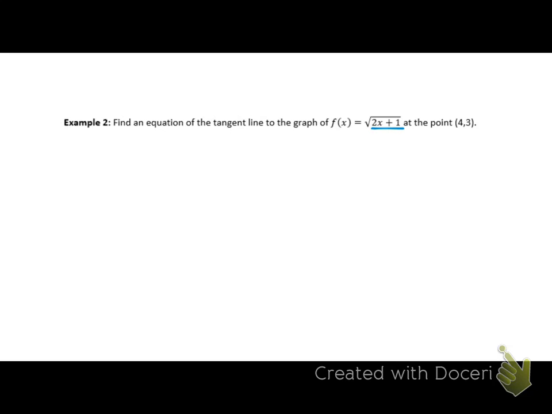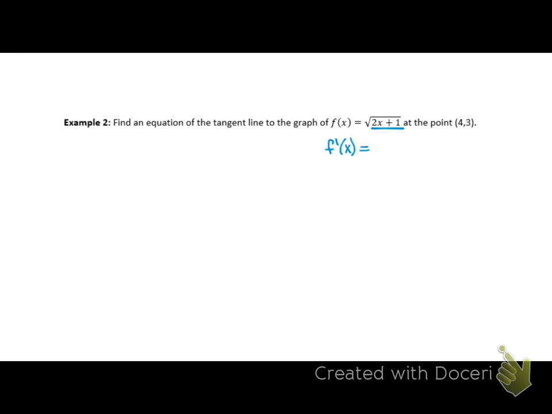Now to find the equation of the tangent line, you need two things. You need the slope and you need the point. They give us the point and they give us the function to be able to find the slope. So the first thing we need to do is take the derivative, because the derivative gives us the equation for the slope of the tangent line. f prime of x.